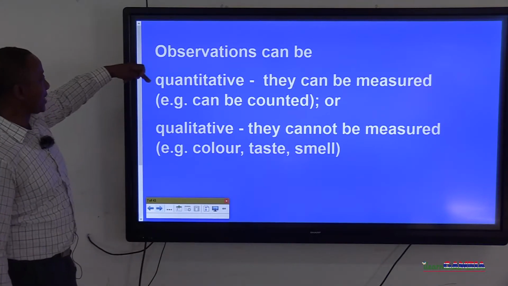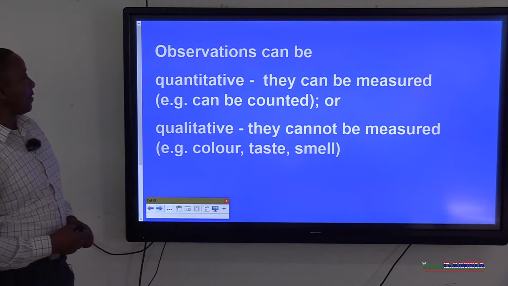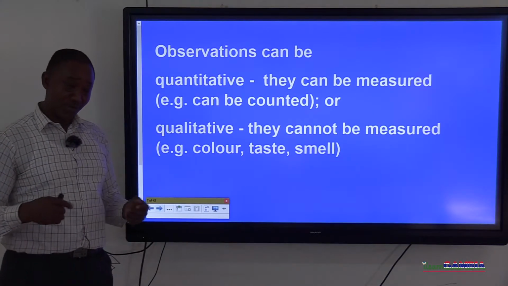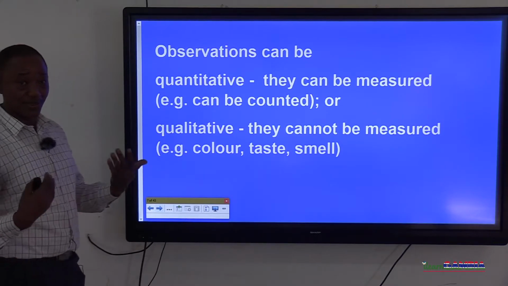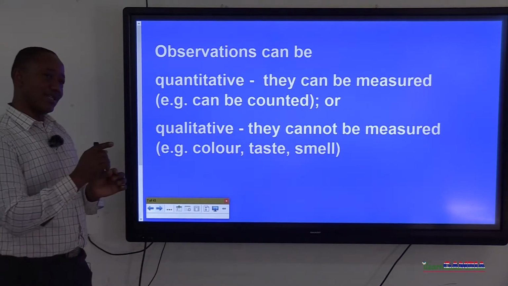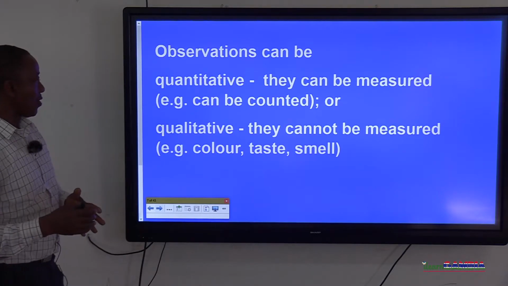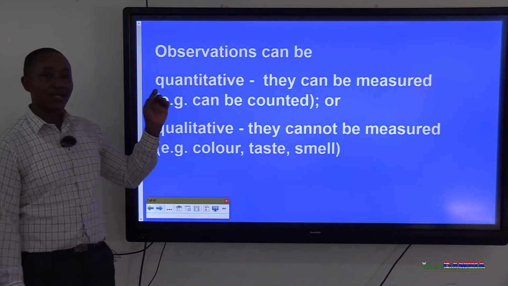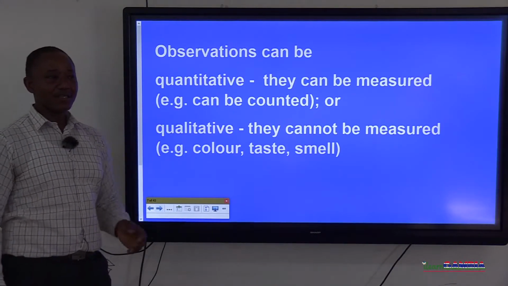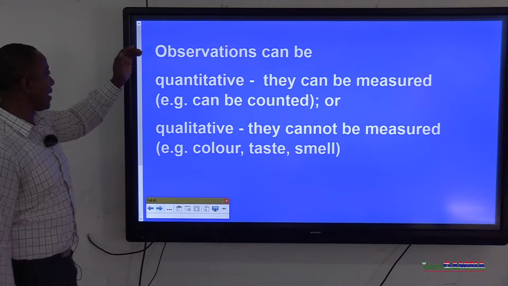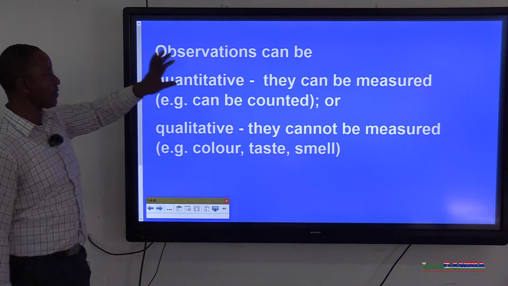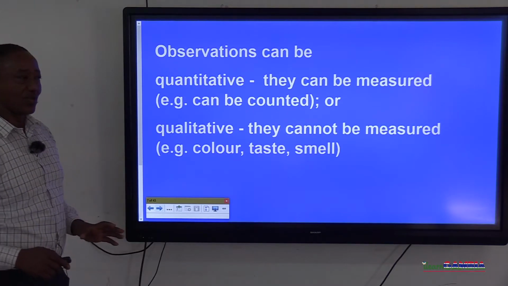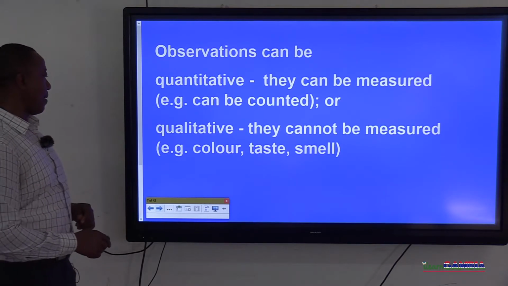But when you come to quantitative observation, these are things that you can count, things that you can measure. If you're measuring the temperature of something, for example, the human body, you will say it is 37 degrees Celsius. Or you are counting number of cars that are passing within a specific time, you will say, I was able to count 50 cars in 1 minute. So that's the difference between quantitative, something you can measure, and qualitative, things that you cannot measure. Both of them are observations.